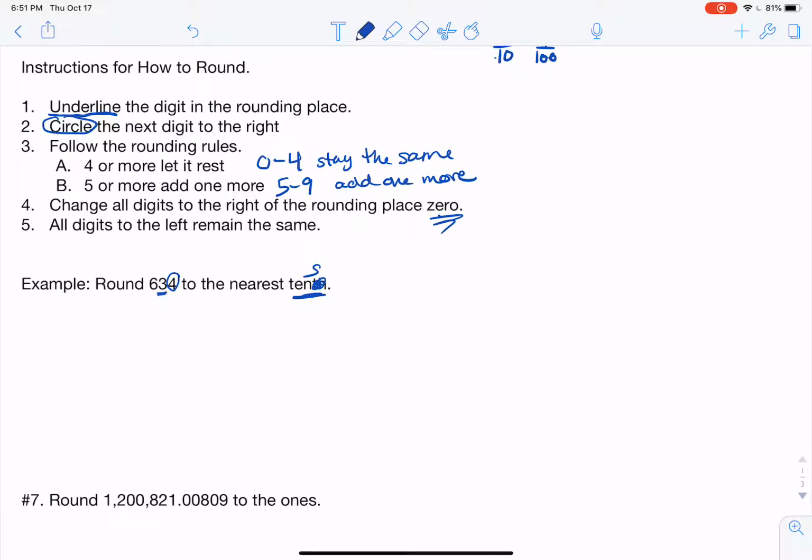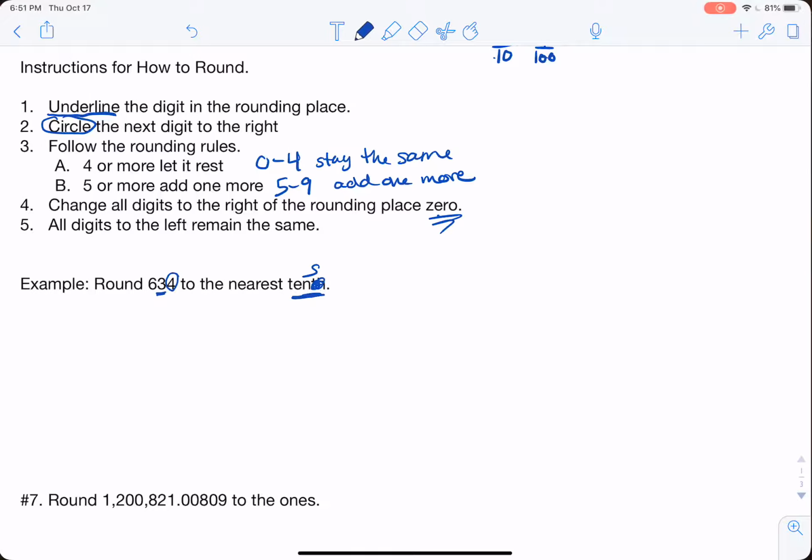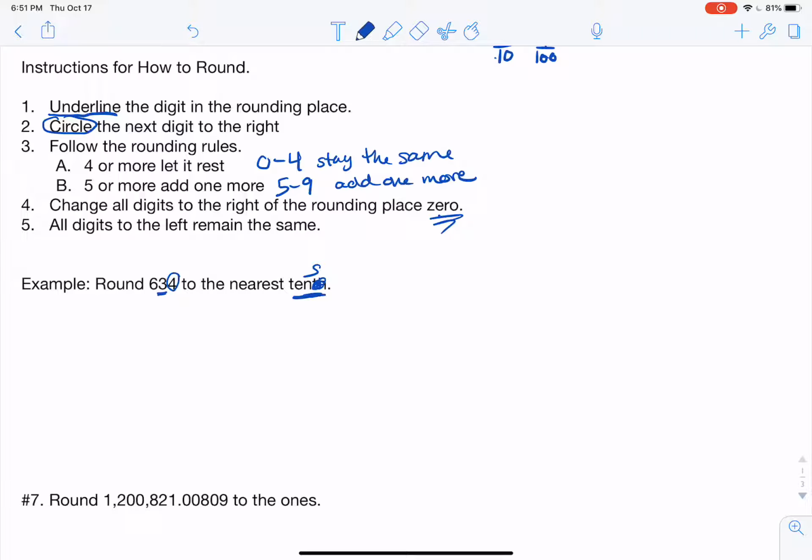So what we do is all the digits to the right of the place will become a 0, and all the digits to the left will remain the same. So 6 and 3 is the one that we're either going to add 1 to or we're going to keep the same. Since it was a 4, it's going to stay a 3, and that circled number is going to become a 0. So that would be this rounded to the tens.